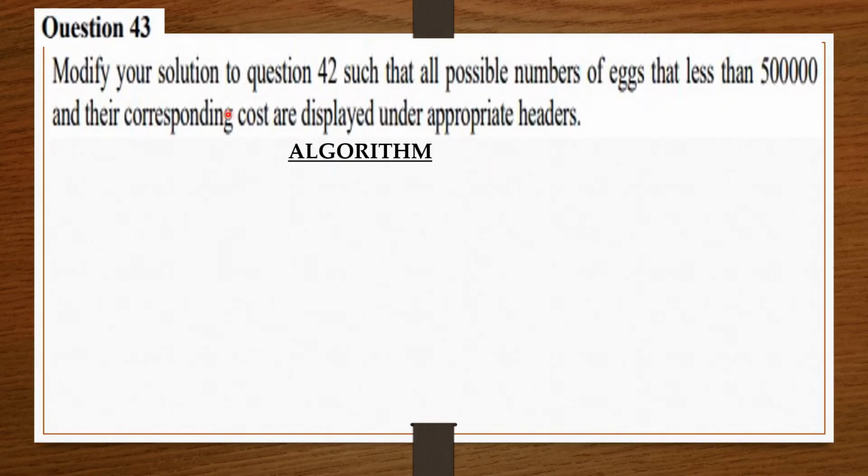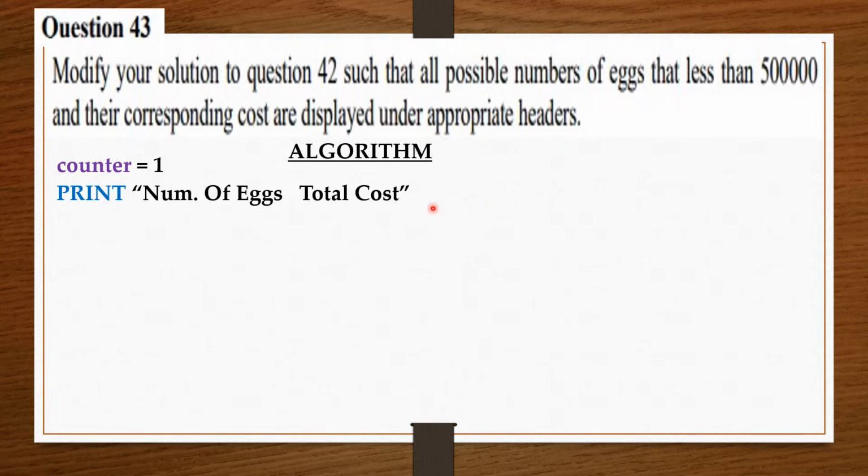Modify your solution to question 42 such that all possible numbers of x that are less than 500,000 and their corresponding costs are displayed under appropriate headers. To the algorithm, let's set the counter to be 1. We will explain it as we go along. And then we print the table with the first column being the number of x and the second column being the total cost.